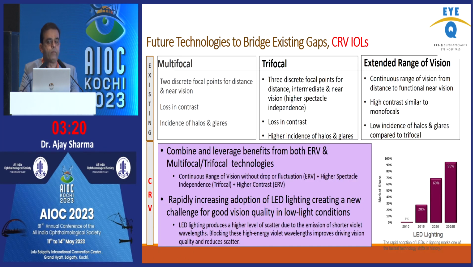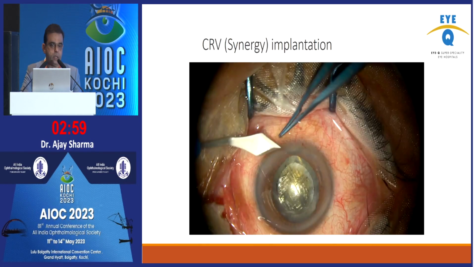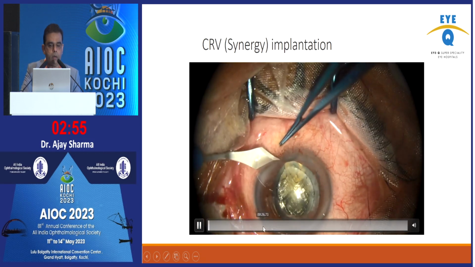These are the continuous range of vision IOLs, a combination of what you can say a trifocal and extended range of vision IOLs. They have made and combined, and they leverage benefits from both ERV and multifocal or trifocal technologies. So they give us a continuous range of vision without drop off fluctuation plus higher spectacle independence. So this synergy is one of the lenses which is being used by me.